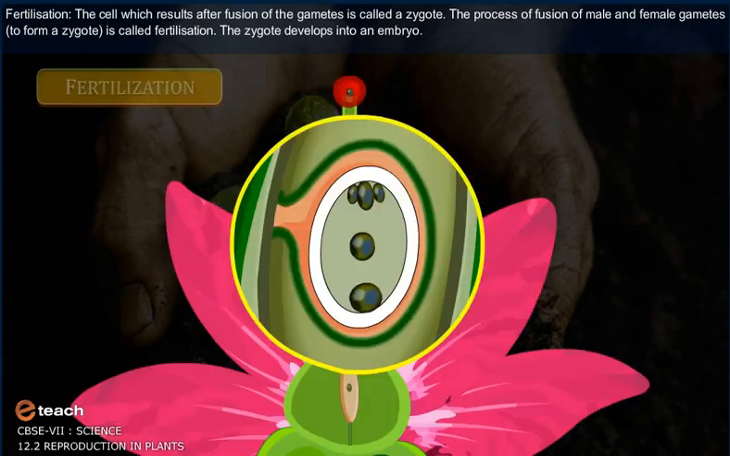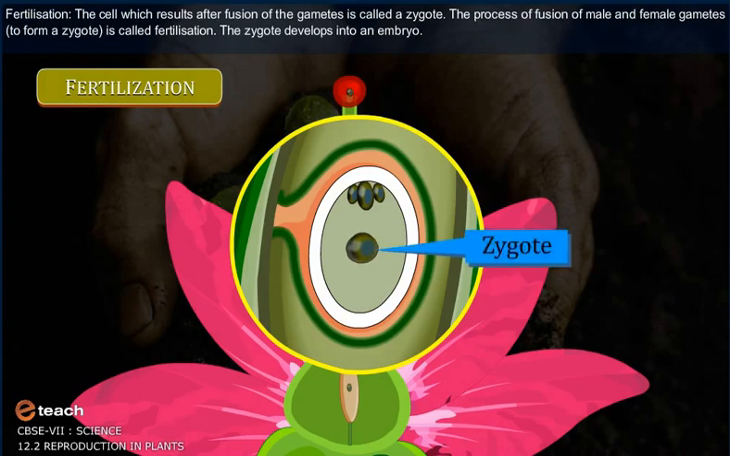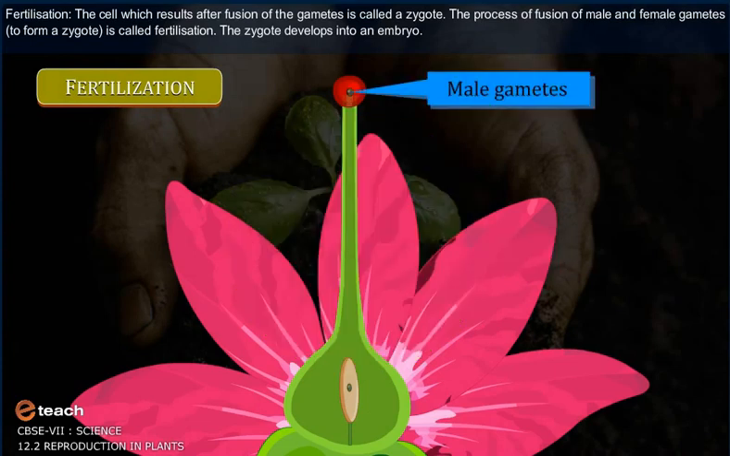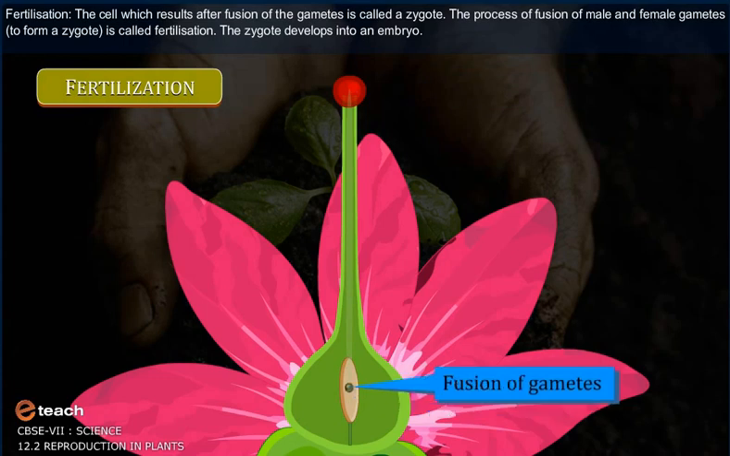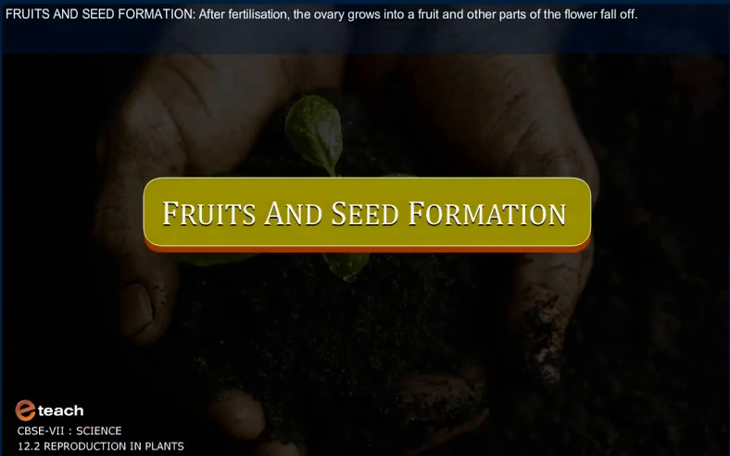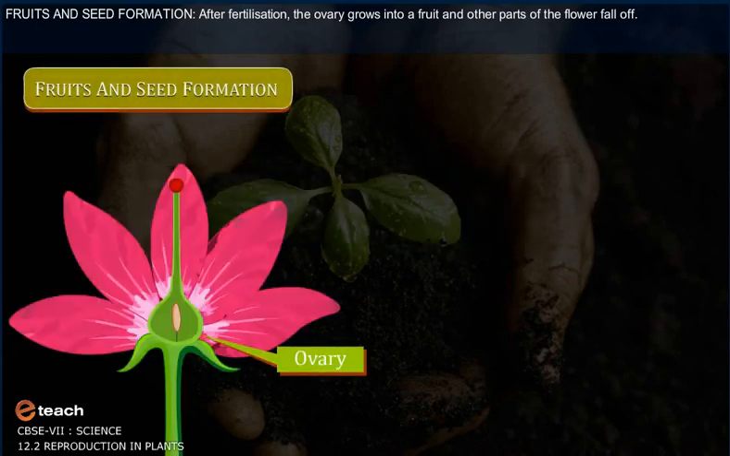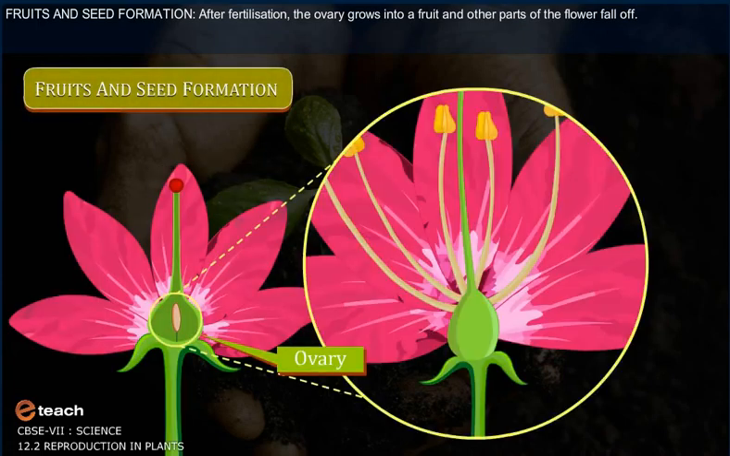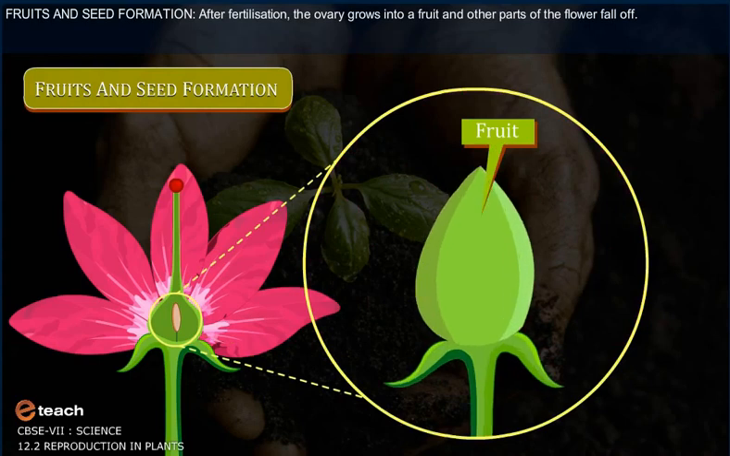Fertilization. The cell which results after fusion of the gametes is called a zygote. The process of fusion of male and the female gametes to form a zygote is called fertilization. The zygote develops into an embryo, fruits and seed formation. After fertilization, the ovary grows into a fruit and other parts of the flower fall off.